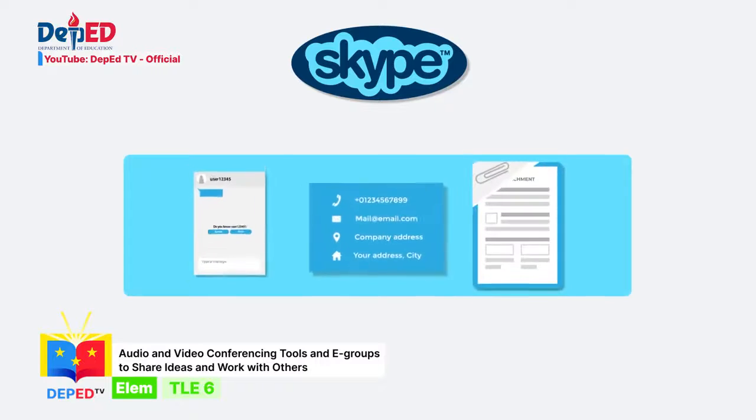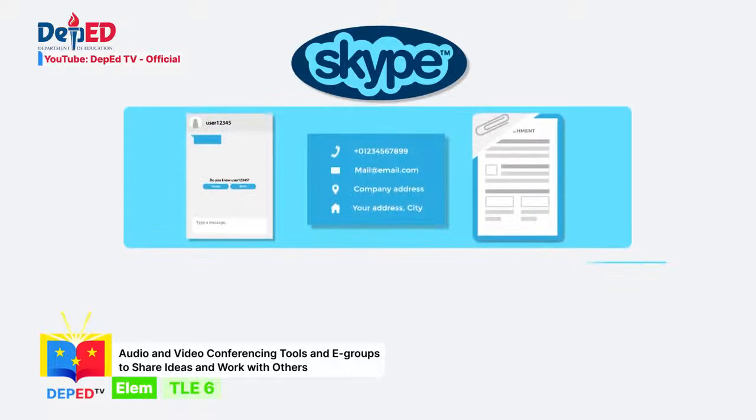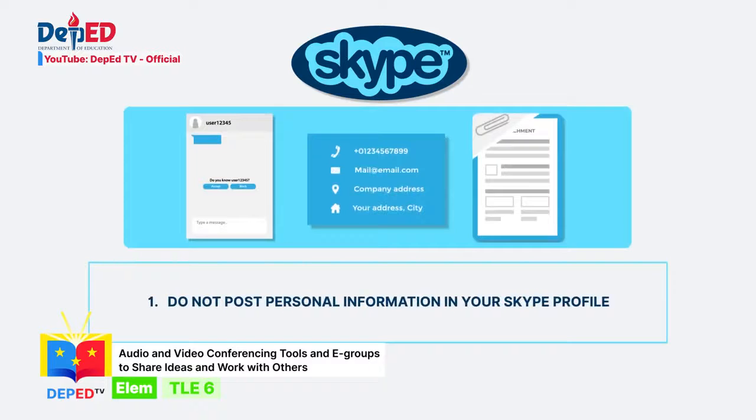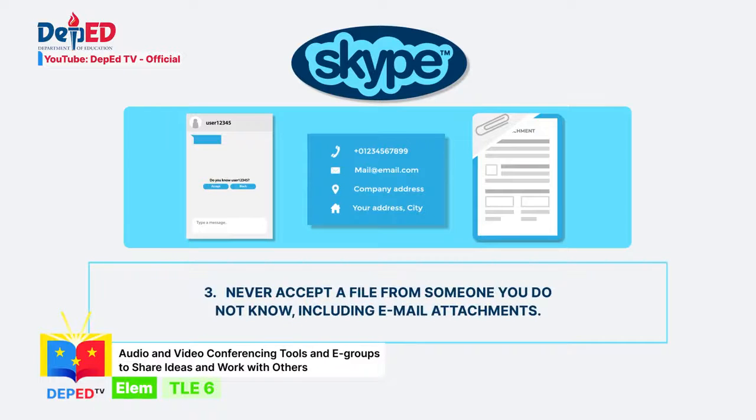Before signing up for a Skype account, we should first know how to use Skype safely. Number 1. Do not post personal information in your Skype profile. Number 2. Never reply to any instant messages, phone call, video call, or screen sharing requests from someone you do not know. Number 3. Never accept a file from someone you do not know, including email attachments.